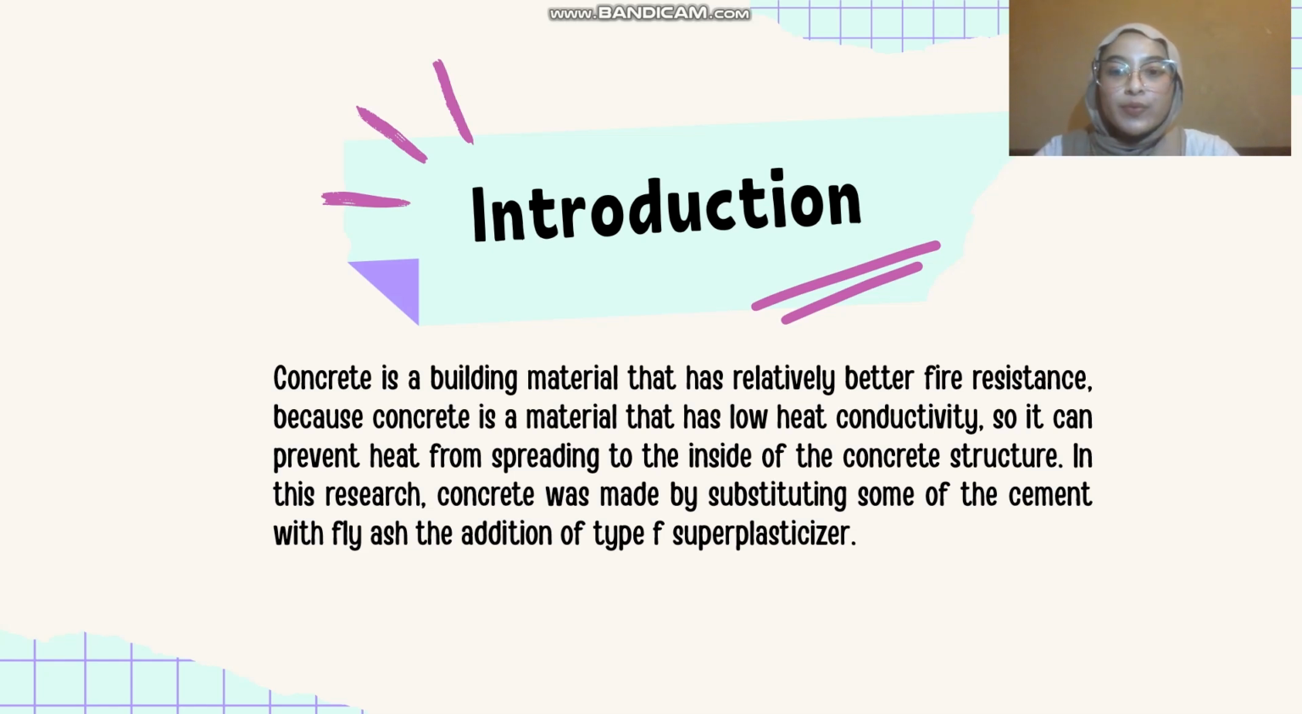To reduce the porosity of cement, additives that are pozzolanic and have fine particles can be used, one of which is fly ash. In this research, concrete was made by substituting some of the cement with fly ash, and adding type F superplasticizer.